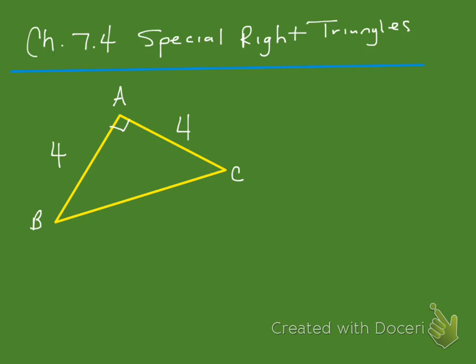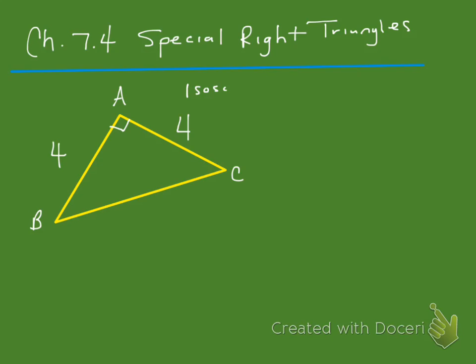Okay, we're working on chapter 7.4, special right triangles. This may be a little bit different than what you're used to, but this is a good video to watch, and you don't have to watch the whole thing, in order to get some shortcuts to make your life easier when dealing with right triangles. The first we're going to look at is an isosceles right triangle, as you can see right here.